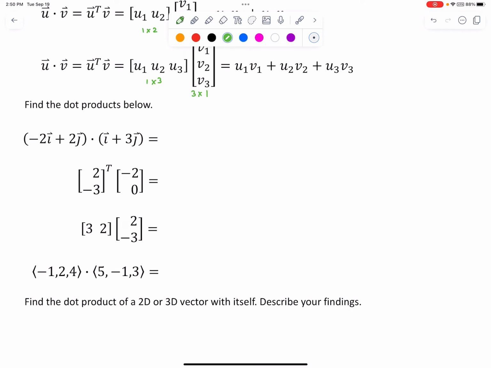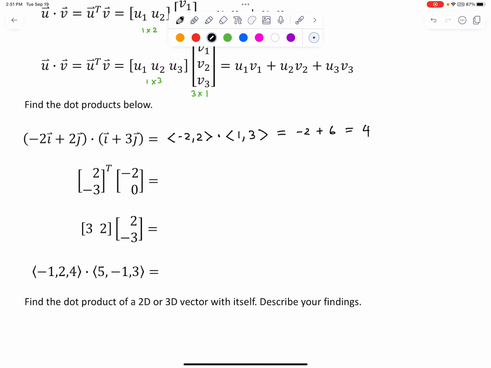So I presented the dot products in a variety of ways. If you like, you can rewrite these in different notations. So negative 2i plus 2j is the vector negative 2, 2. We're going to dot product that with the vector i plus 3j, which has components 1 and 3. To find the dot product, we multiply the first components and get negative 2, and add to that the product of the second components. 2 times 3 is 6. And we get 4.